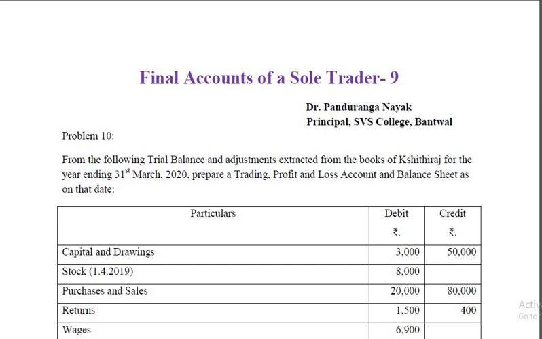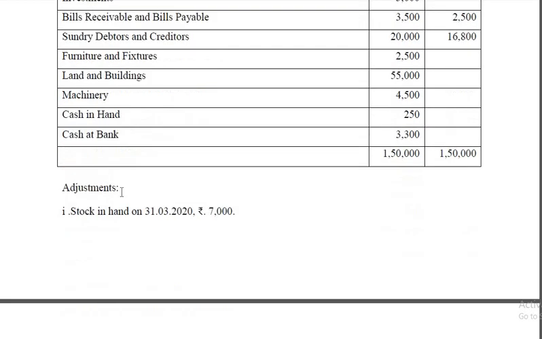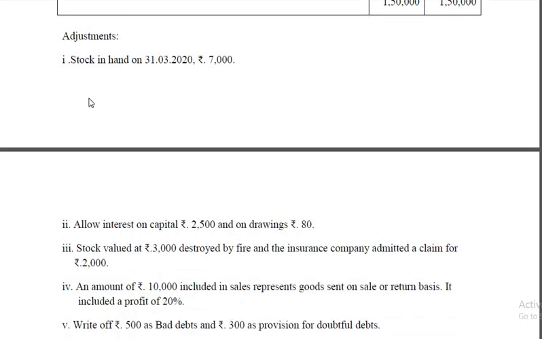Here a trial balance is given and some adjustments are also given of Kshitij Raj, for the year ending 31st March 2020, with the help of which you have to prepare trading account and profit and loss account and then balance sheet. Now let us first go through the adjustments.